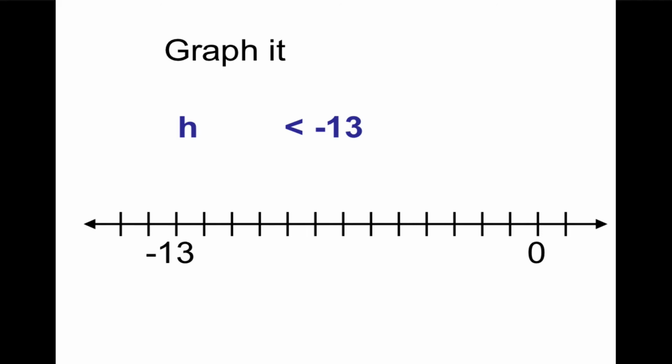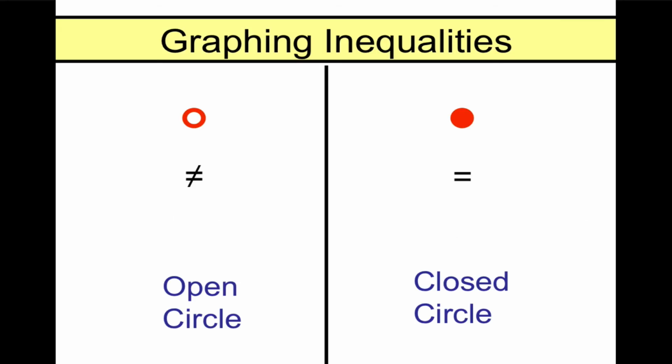The question is, should the circle be open or closed? And that brings us back to the key point from our previous lesson. When the number is not equal to the variable, then we have an open circle, and that includes the less than or greater than. When it is equal, we have a closed circle, and that includes the less than or equal and the greater than or equal.